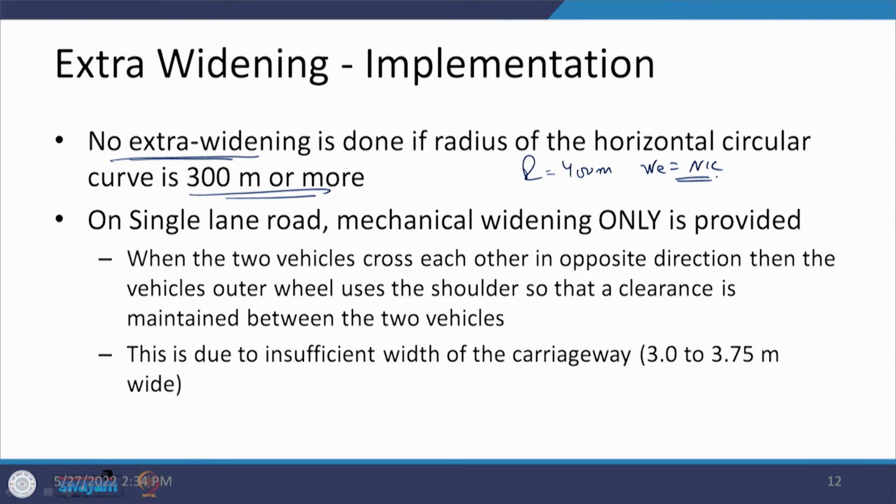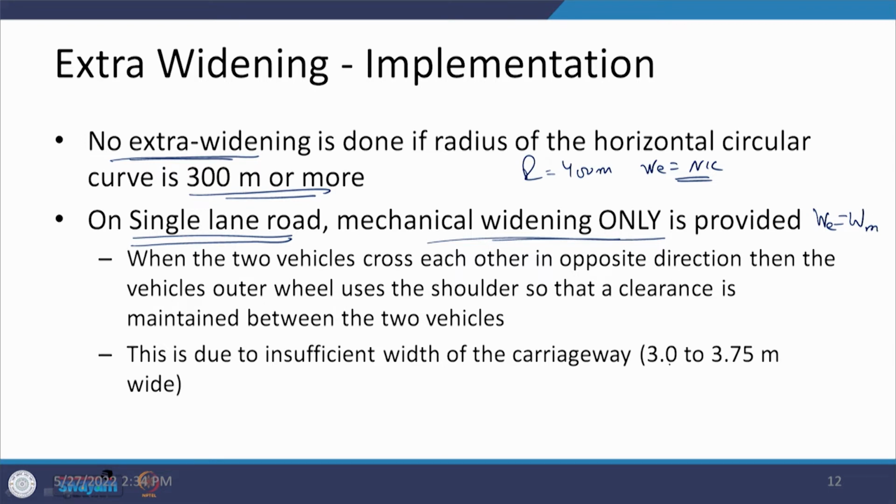Then, as we said, the extra widening is going to be affected by the number of lanes. So, let us look at the first case, that we have a single lane road, where a carriageway of 3 to 3.75 meters wide is usually provided. Now, in this case only the mechanical widening is provided. So, what we are saying is We is equal to Wm. We are not considering Wp. Now, why are we not considering Wp?